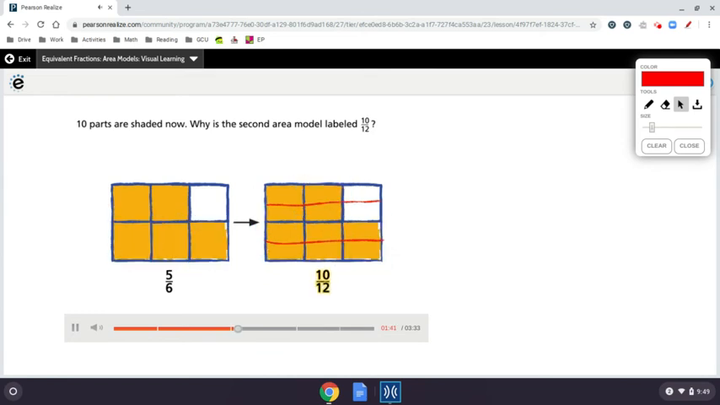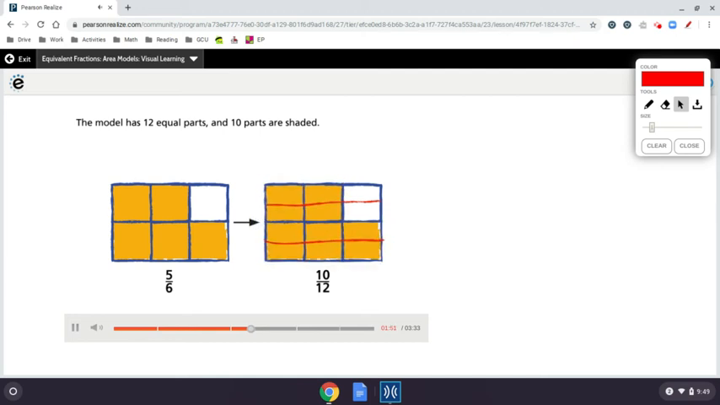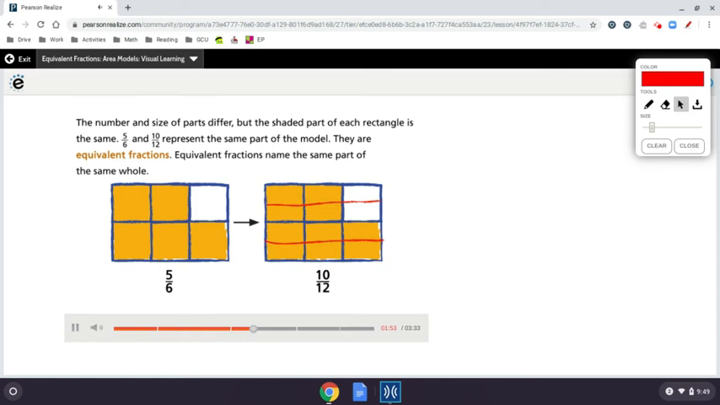Why is the second area model labeled 10/12? The model has 12 equal parts, and 10 parts are shaded. The number and size of parts differ, but the shaded part of each rectangle is the same. 5/6 and 10/12 represent the same part of the model.